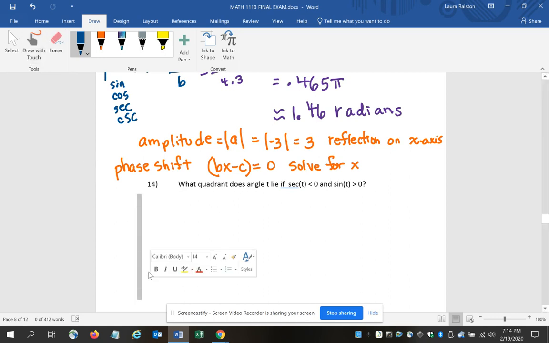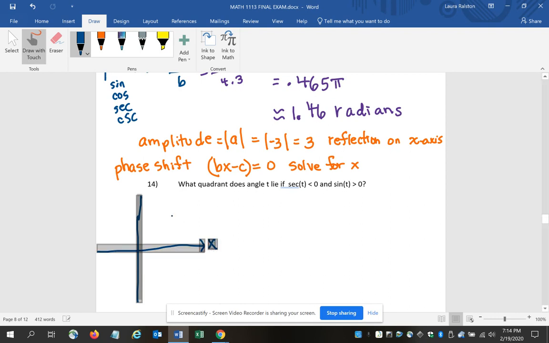Sorry about that, I didn't get my marker back on track. Okay, so I've got my vertical line, that's my x-axis, and the horizontal, which is my y-axis. Okay, so I have those on my grid.